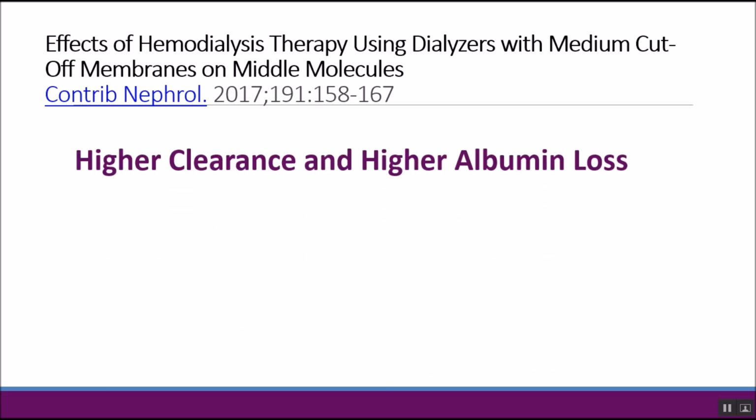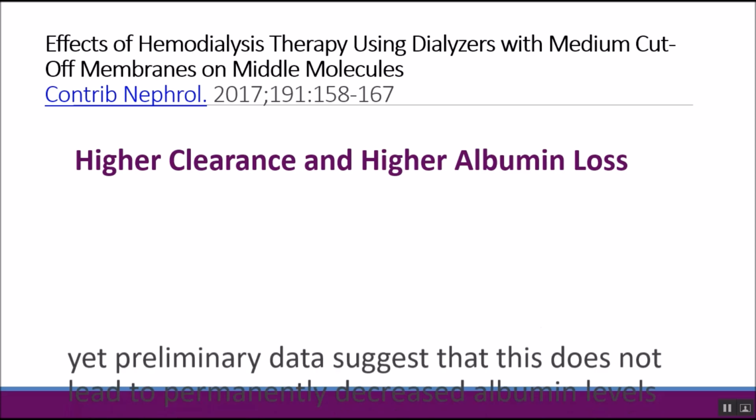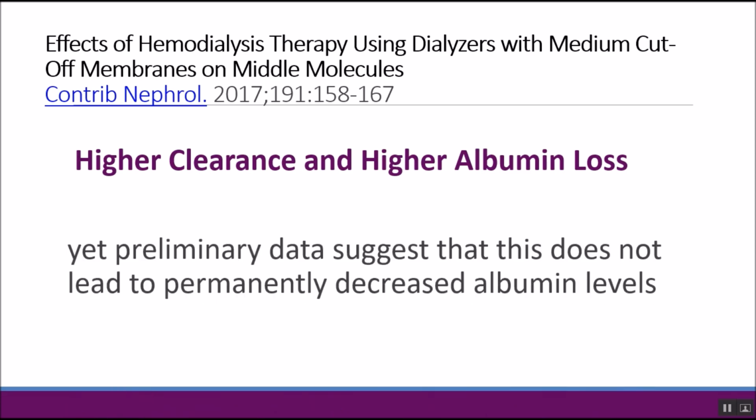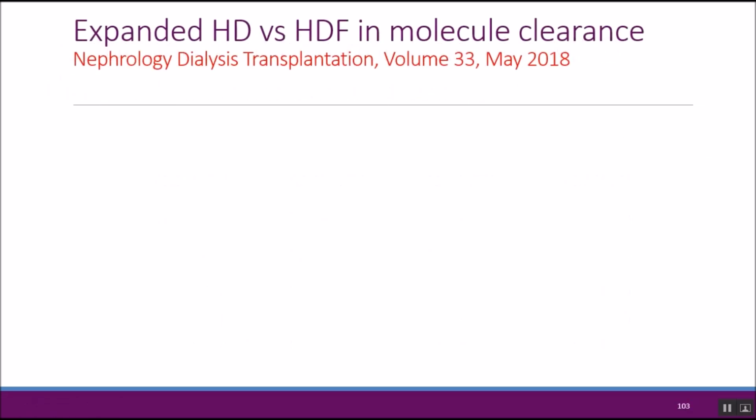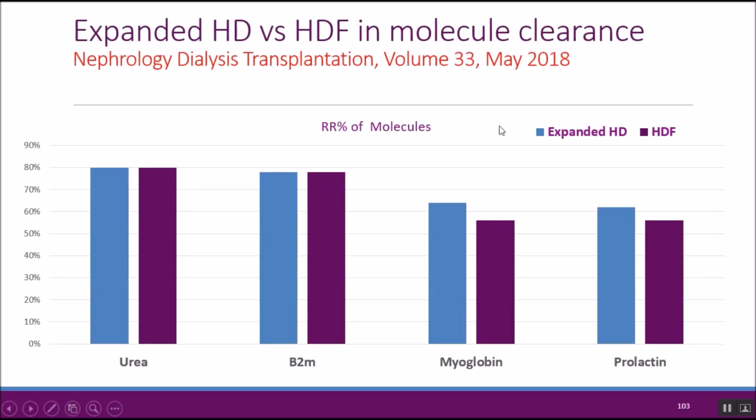Using hemodialysis with medium cut-off membranes, you have higher clearance and higher albumin loss. Compared to high flux hemodialysis and hemodiafiltration, medium cut-off can remove as effectively as hemodiafiltration, but at the expense of a few grams of albumin loss. For molecules beyond beta-2 microglobulin, expanded hemodialysis can remove myoglobin and above as effectively as in hemodiafiltration.